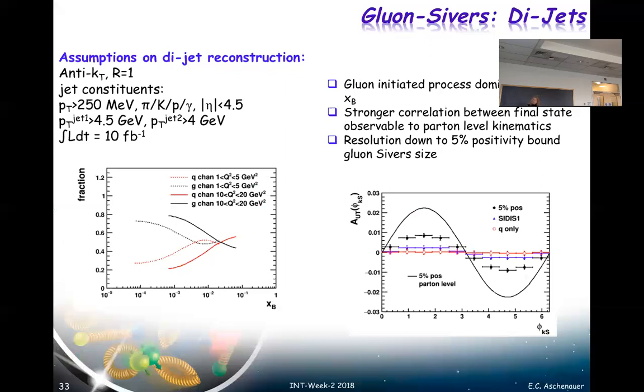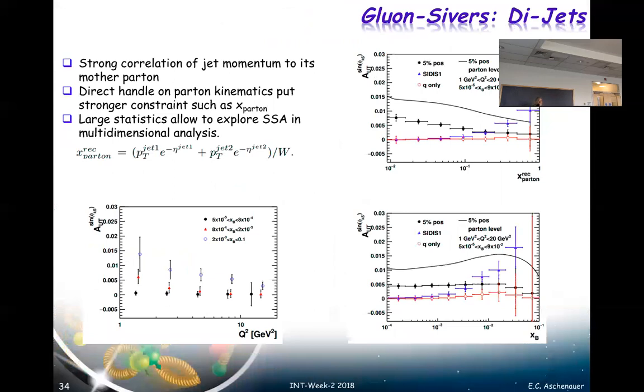Here you see the parton asymmetry for a 5% positivity bound. You see that the smearing for the di-jets is much less than for the di-hadrons, and you see the other CD cases, and how much actually comes from the quarks. Anti-kT, yes, exactly. So here you see how the asymmetry would look for different x bins as a function of Q-square, and the same for one Q-square bin as a function of x. And you see where the quarks come in, at this higher x.